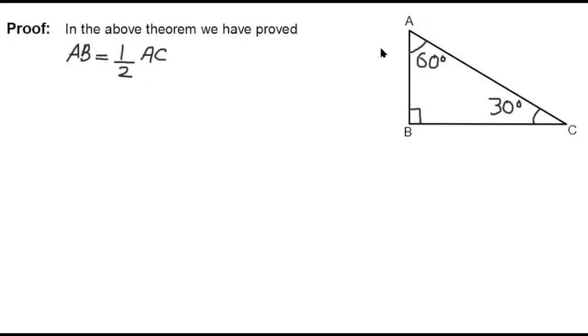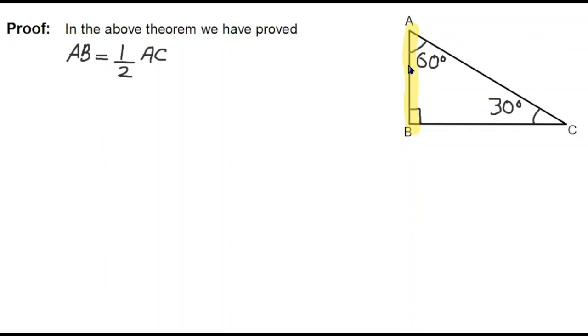So for proving the second part, first we have to write what we have got in the first part of the theorem. The side opposite to the 30-degree angle, that is this side AB, is equal to half AC. This we have already proved by the above theorem. Above theorem means the part 1 of this theorem, right?